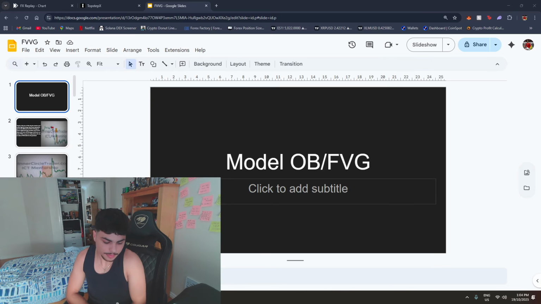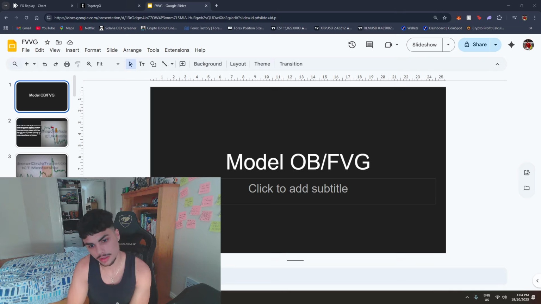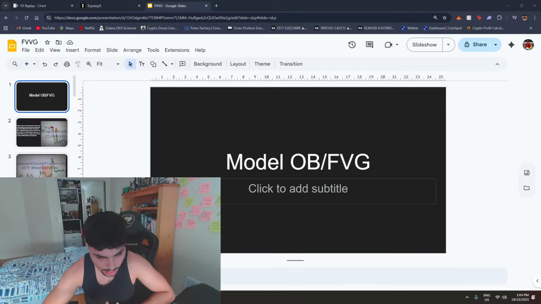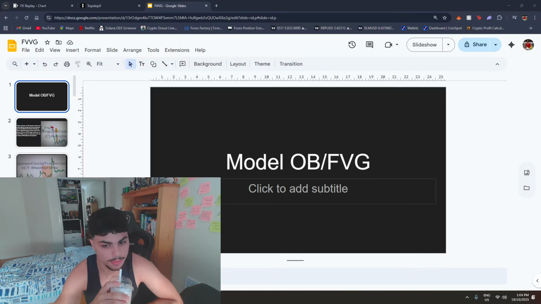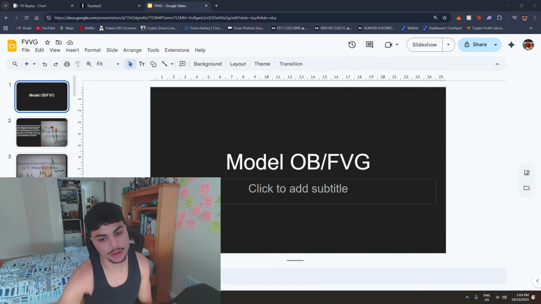First things first, I'm not a good teacher, guys, so sorry if I don't explain things well. And also my model is basically TJR and ICT. Well, ICT is basically TJR, but TJR explains it in a more simple version. I combined the two and just created my own thing through their confluences. Well, order blocks and fair value gaps are basically retracement tools. So anyways, let's get straight into the video.